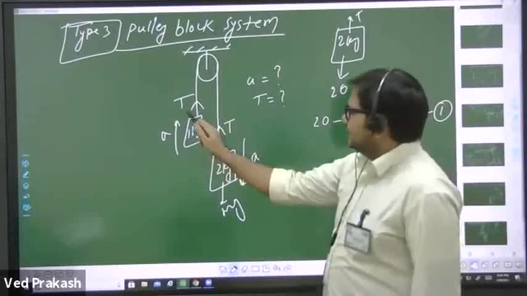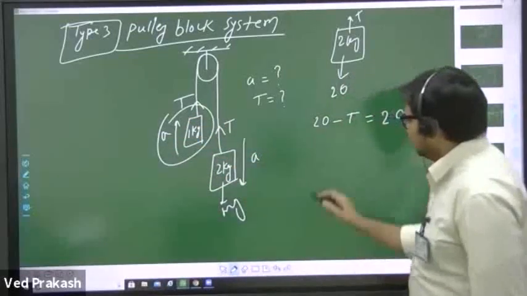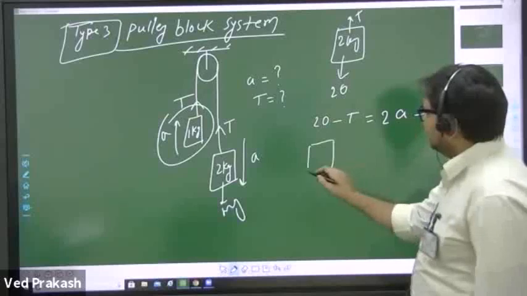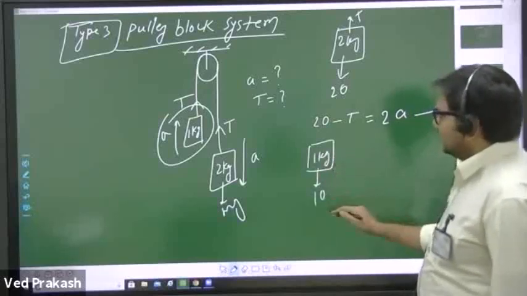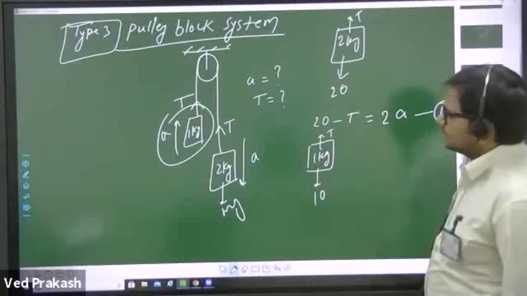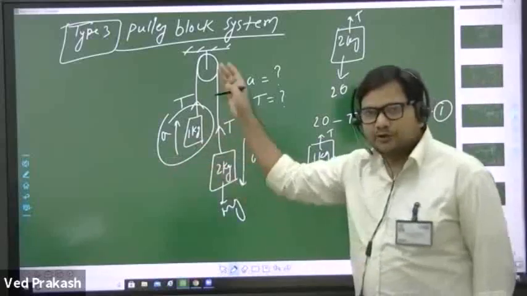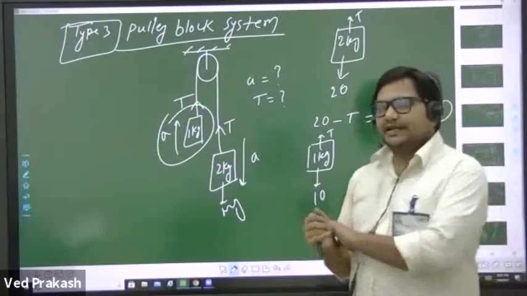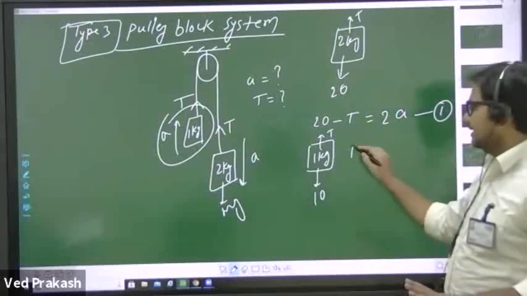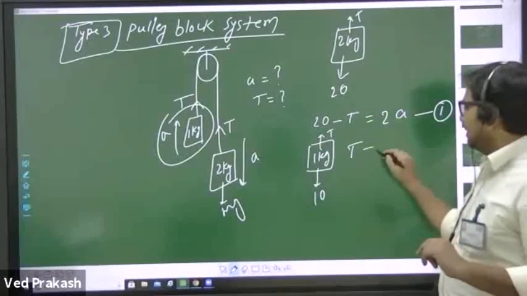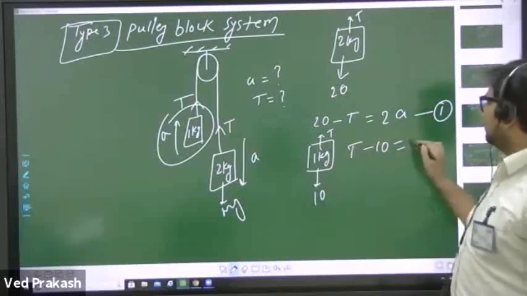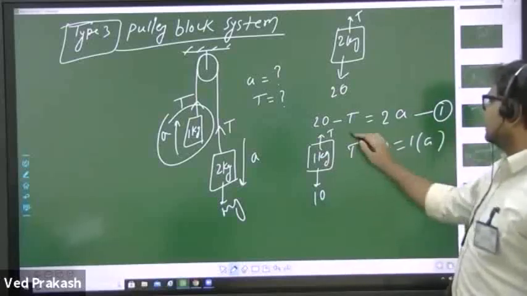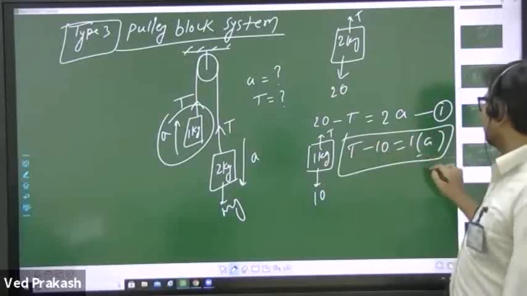And if you try to write Newton's second law for this object, you will have to draw the free body diagram of the 1 kg block. 10 Newton force will act in the downward direction and T in the upward direction. Since this block is moving in the upward direction, T is greater than 10. So T in the upward direction minus 10 acting in the downward direction. Total force equals the mass of this block, 1, times acceleration A. This is our second equation.